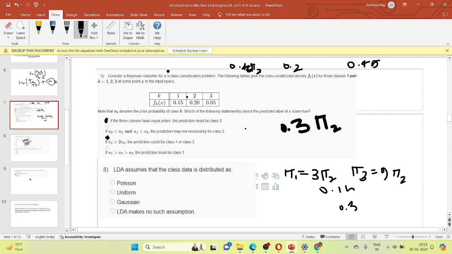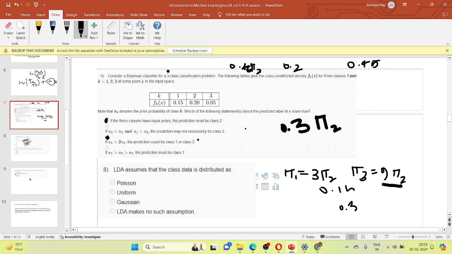So class 1 is greater than class 2. So class 1 is more likely to occur than class 2. But nothing is given about class 3. So it may also occur. Suppose the class 3 probability exceeds the class 1 probability in some case, as I have explained here. In this case, if 9 pi 2 becomes equal, suppose like 0.5, then class 3 will be the answer. So it is not known because information about class 3 is not given.